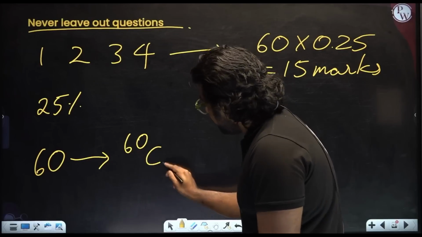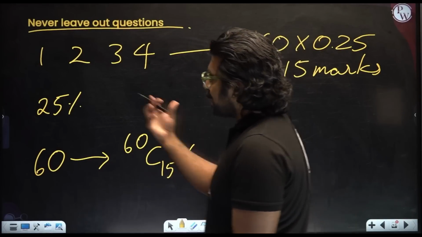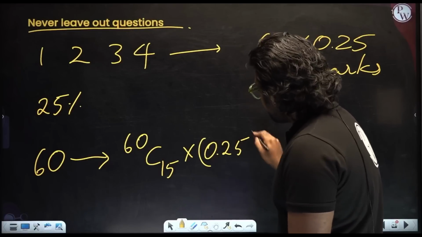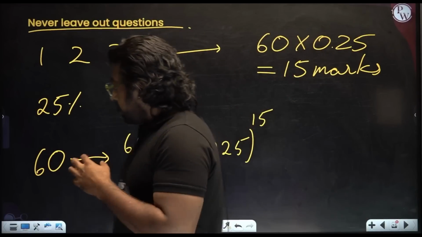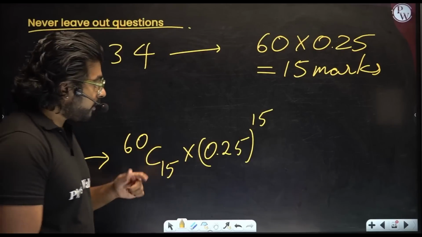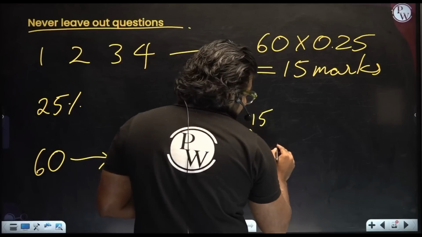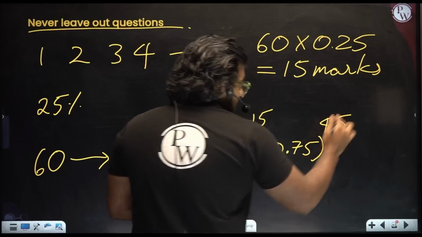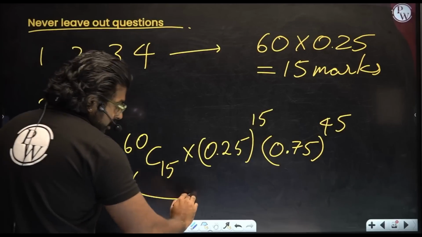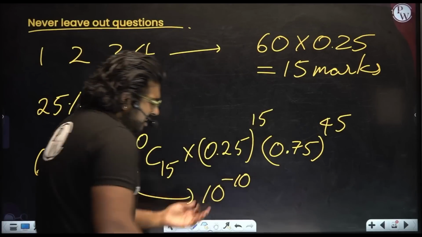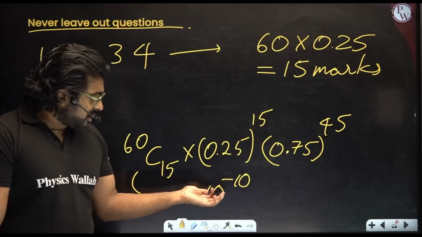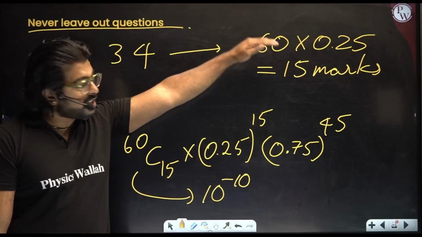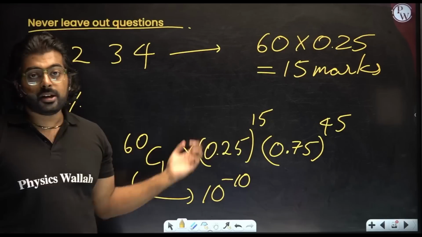So it is 60 C 15, and each question that is correct has a probability of 25%, so it is 0.25. Number of questions which are correct is 15, and how many questions are wrong? There are 45 questions which are wrong, and they have the probability of 75%, so it is 0.75 to the power 45. Now this number is very small. This number is in the range of 10 power minus 10. So it is not even like 0%, it is like 0% chance of getting 15 questions correct. So it is better to mark a single option across the paper rather than randomly marking questions.